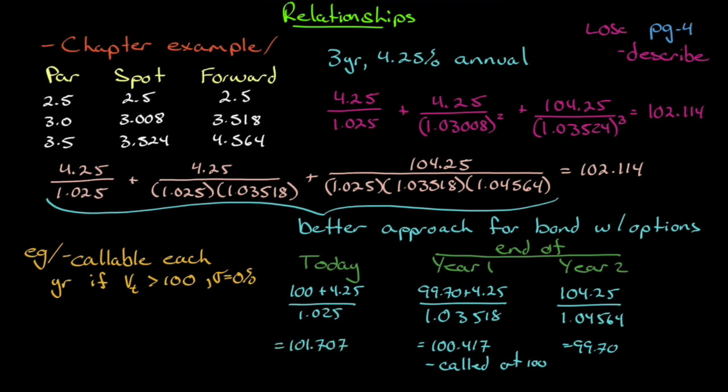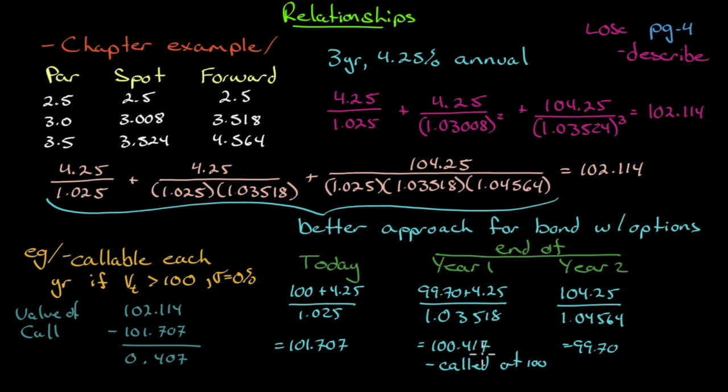101.707. So we can now find the value of the call. So value of call equals the value of our straight bond, 102.114, minus the value of the callable bond, which is 101.707. And if you do the math on that, we'll get 0.407.